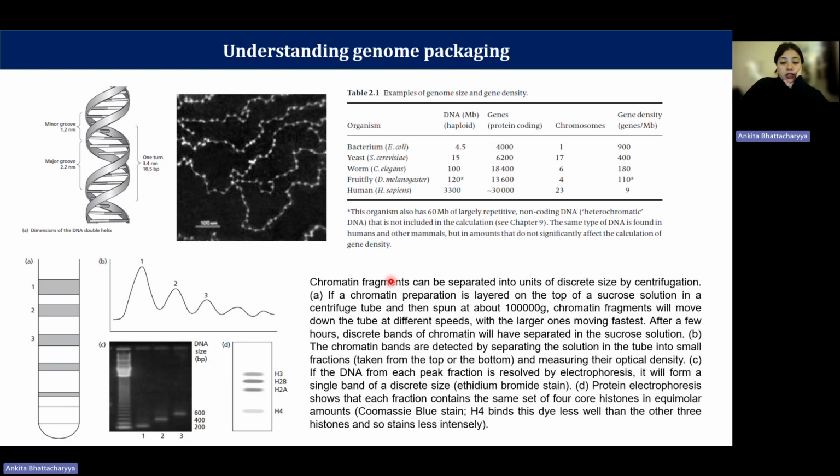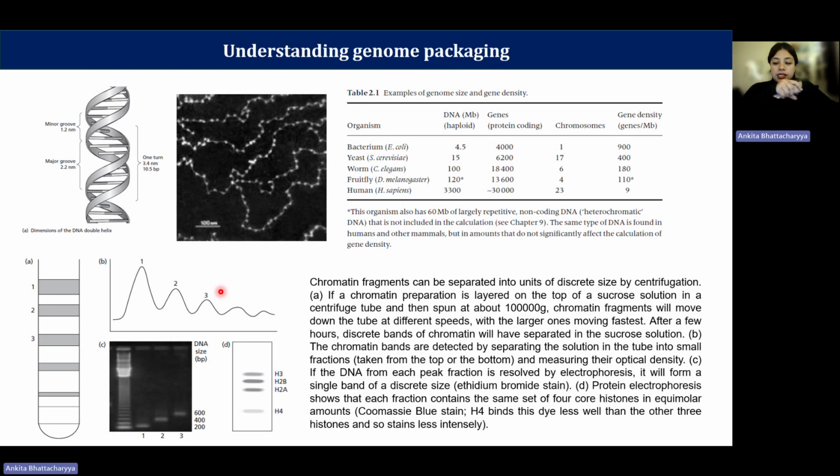Now, chromatin fragments can be separated into units of discrete sizes by centrifugation. If a chromatin preparation is layered on top of a sucrose solution in a centrifuge tube and then spun at 10,000 g, chromatin fragments move down the tube at different speeds. What you effectively end up getting are fragments from which you can understand the pattern of bound DNA. The chromatin can be separated into small fractions, and when their optical density is measured, you can see what it looks like in terms of the peaks.